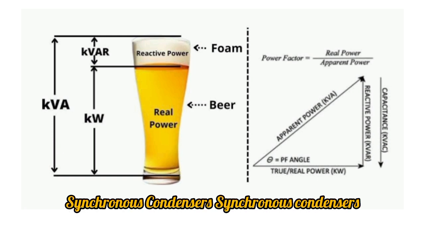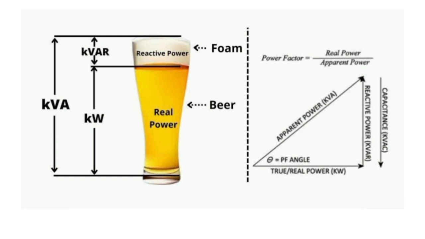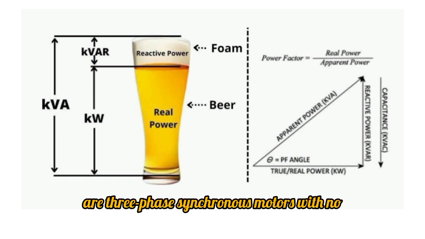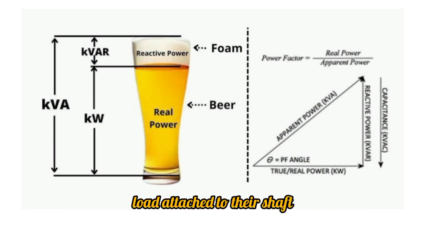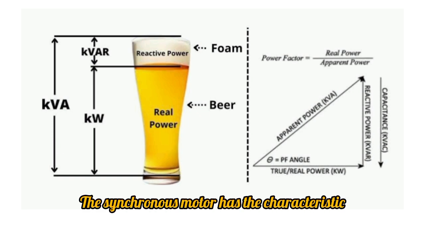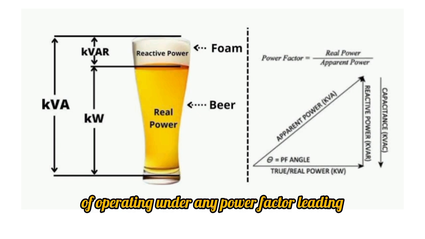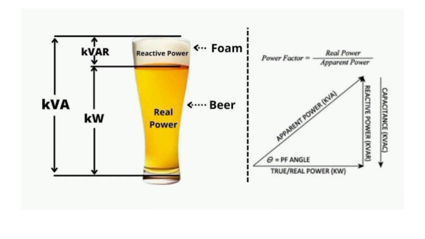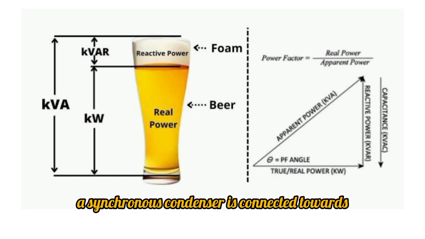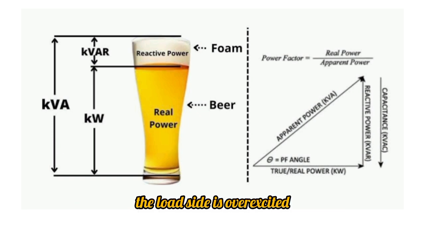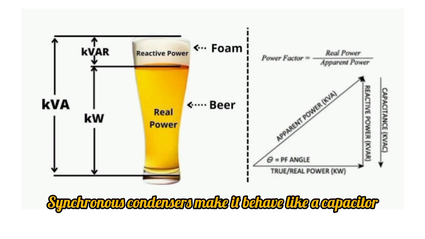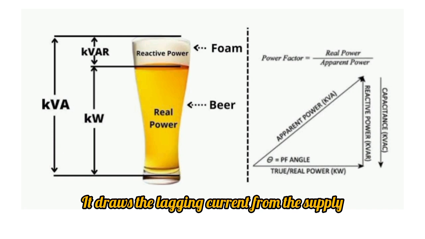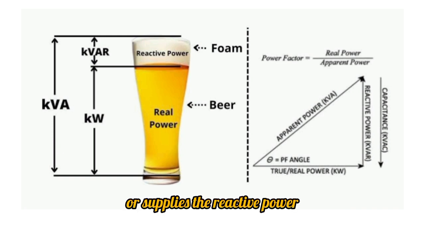Synchronous condensers. Synchronous condensers are three-phase synchronous motors with no load attached to their shaft. The synchronous motor has the characteristic of operating under any power factor, leading, lagging or unity, depending upon the excitation. For inductive loads, a synchronous condenser connected towards the load side is overexcited. This makes it behave like a capacitor. It draws the lagging current from the supply or supplies the reactive power.